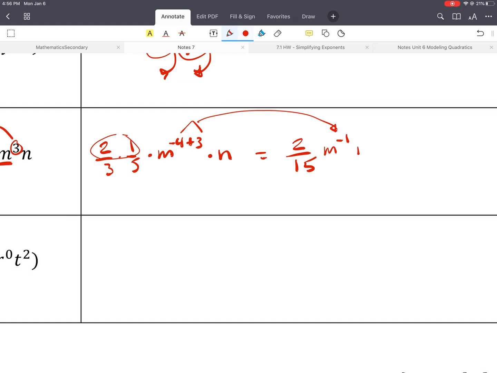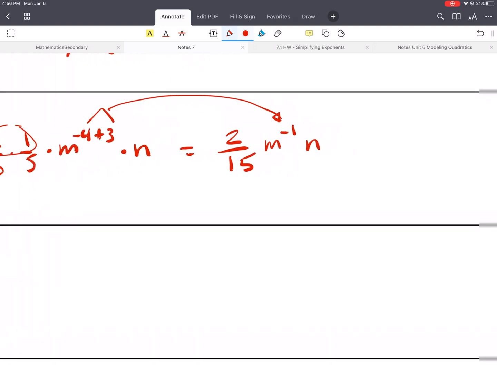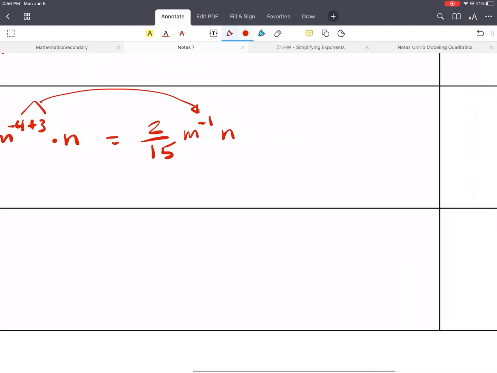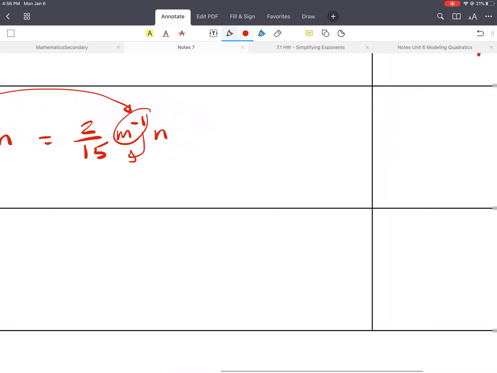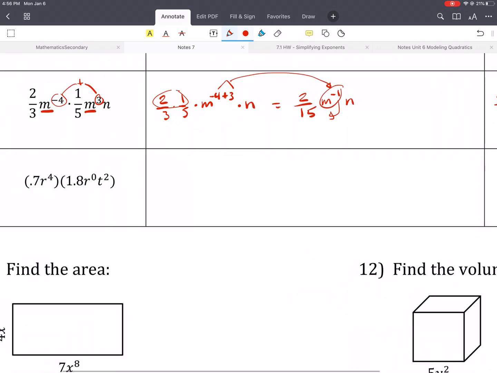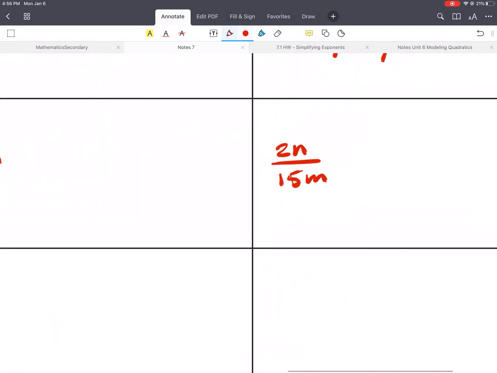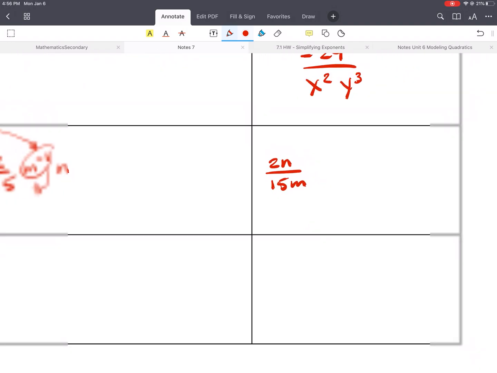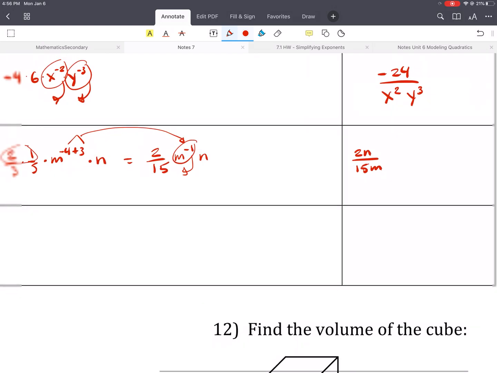And then we end up having an n still. Okay? The last thing we'd need to do is to bring it down and change its sign. So that gives us 2n over 15m. Right? And yeah, when you do problems like that, keep it as one fraction. Don't have it separated or anything like that.